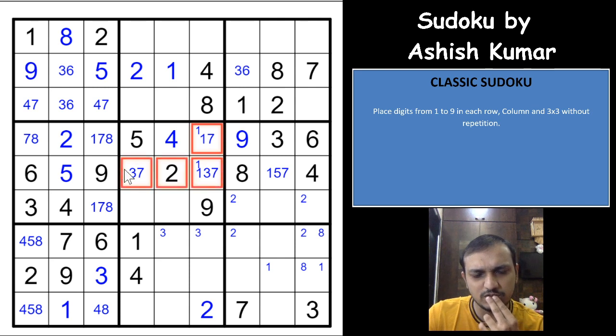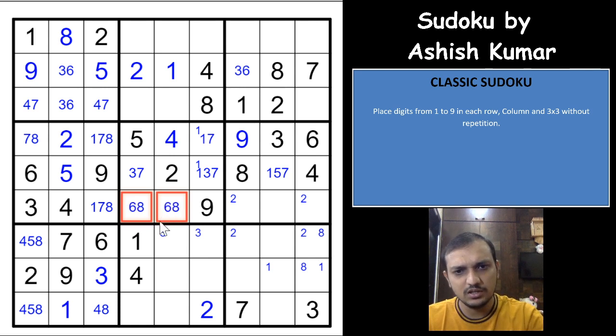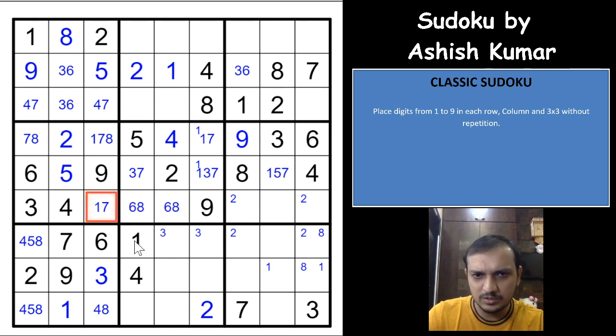Oh, you have a 1, 3, 7 triplet already here, which means these 2 cells would have to be 6 and 8, and that removes 8 from this cell. That's nice.